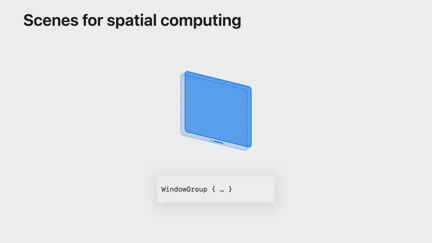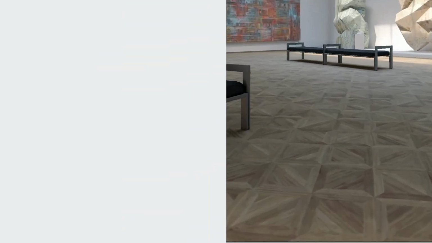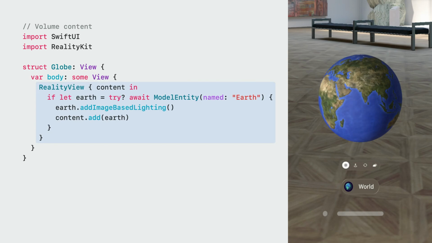For even more depth, apply the volumetric style to your scene. Volumes display 3D experiences, like board games or architectural models, in a bounded space. They display alongside other apps. People can use your content while they jot down thoughts in notes or update slides in Keynote. Fill a volume with a static model using Model 3D. For dynamic interactive models with lighting effects and more, use the new Reality View.